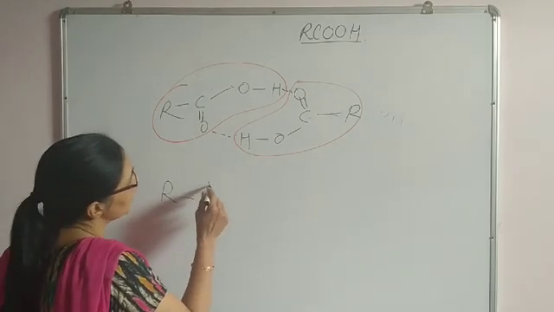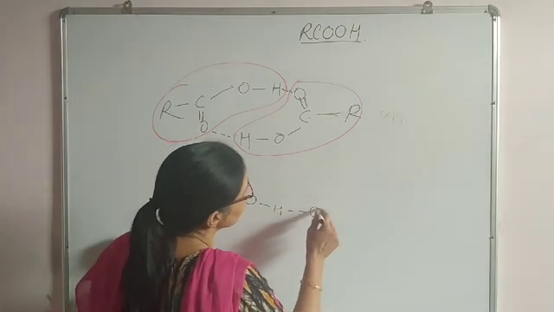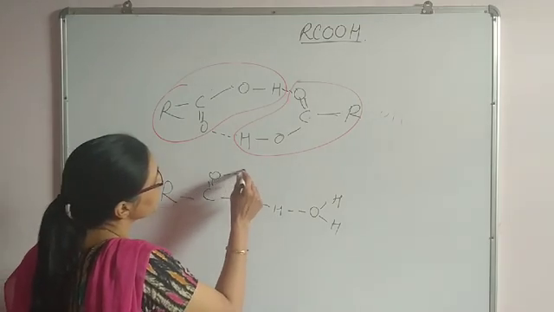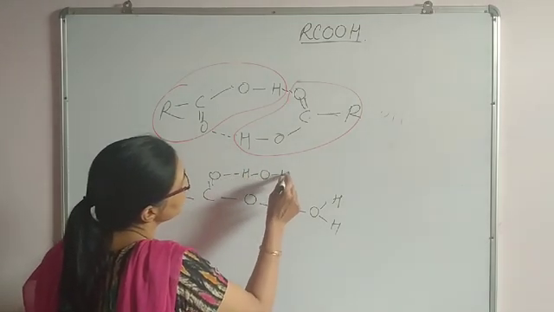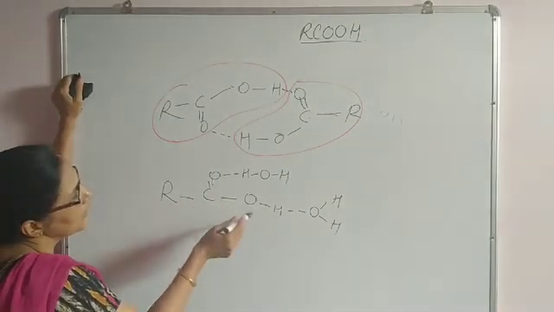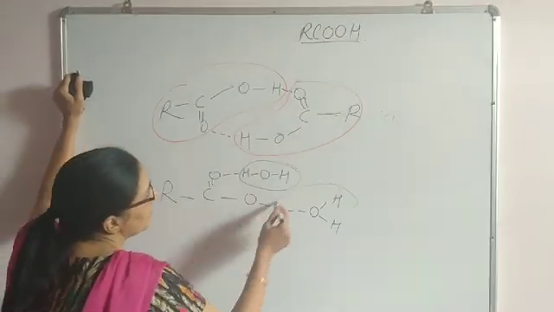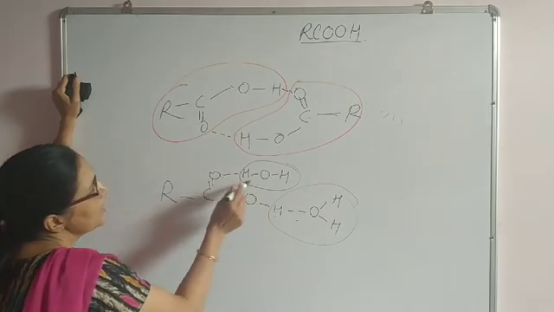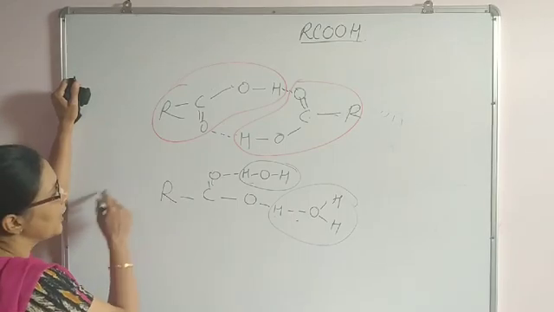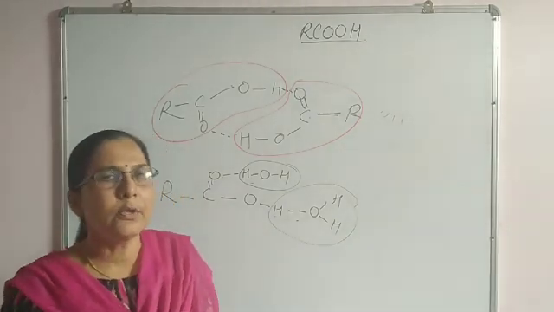When RCOOH is dissolved in water, in such a manner, hydrogen bonding will be there. Two types of hydrogen bonding are possible in the same manner. So, highly soluble. The smaller carboxylic acids, due to hydrogen bonding, are highly soluble in water. But as the R group becomes bigger and bigger, they are least soluble or insoluble in water.